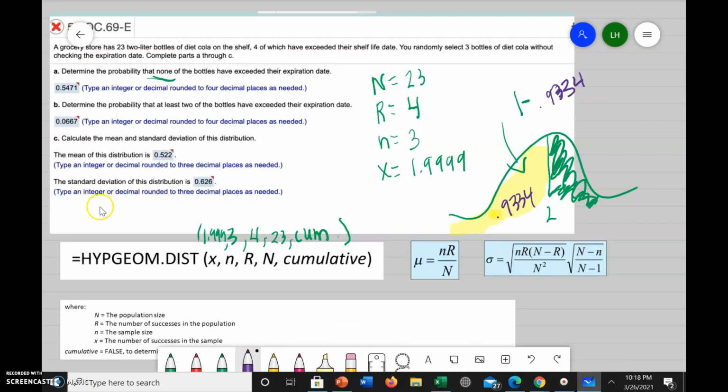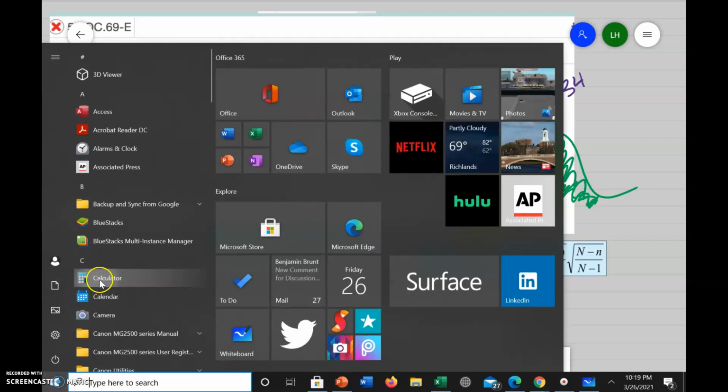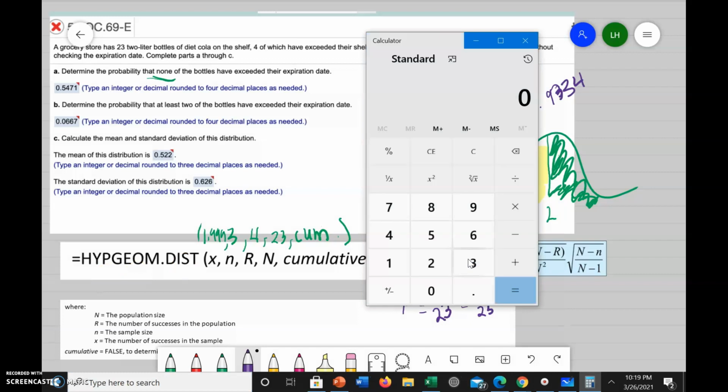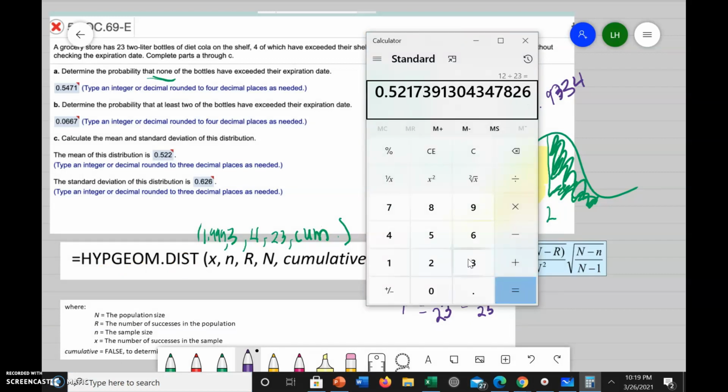Okay, let's look at the next part, the mean and the standard deviation. So to find the mean, you're going to do, if you look in the blue here, n times r divided by N. So we know that n is 3, r is 4 over N, capital N. So that's going to be 12 over 23. And 12 over 23 is going to be 0.522, which is what we get here.